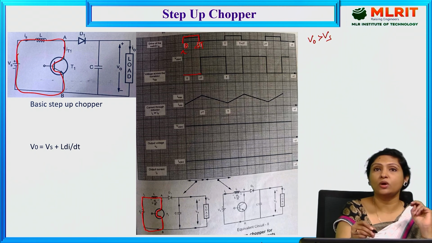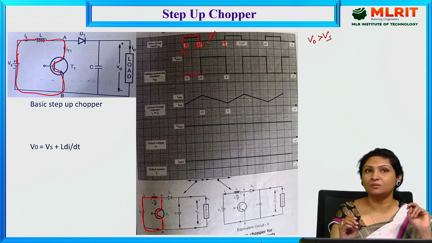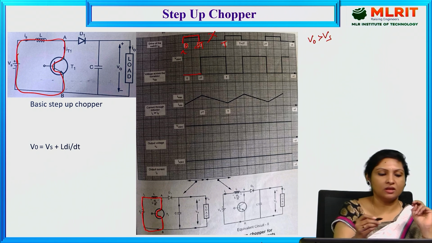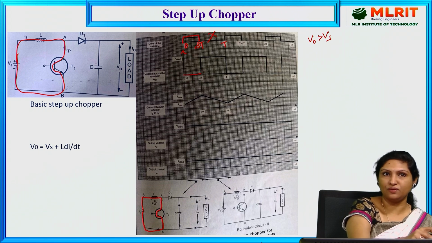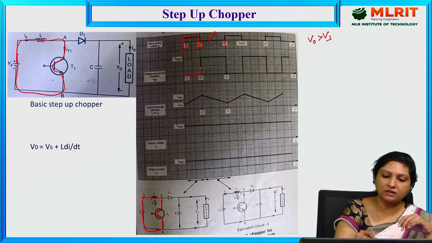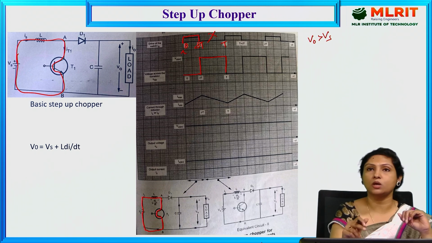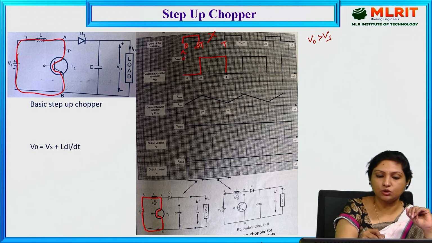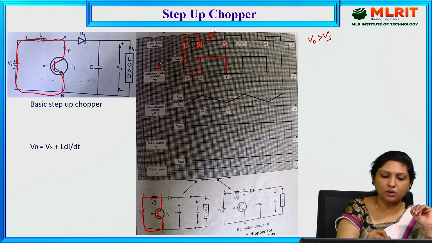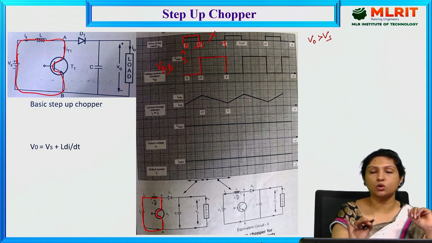And the moment we withdraw the base drive, from the instant delta t to t, that means the transistor is turned off. When the transistor is turned off, the supply voltage which we are feeding will appear across the transistor. So that is the reason from delta t to t, during the off state of the device, the supply voltage will appear, and this will be of magnitude Vs. And this is nothing but the voltage across the transistor. We are purely talking only about the voltage across the transistor.